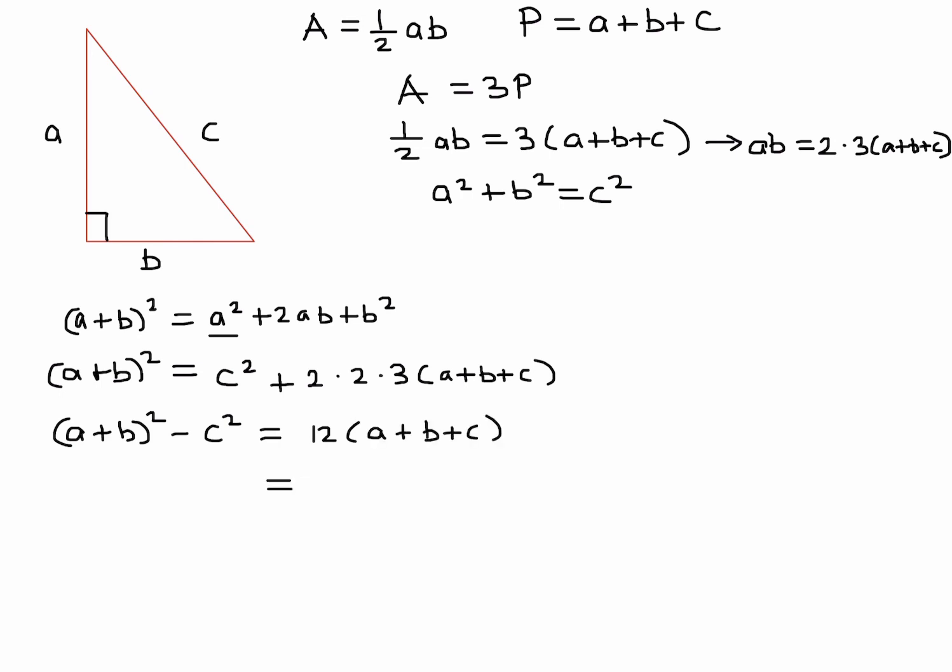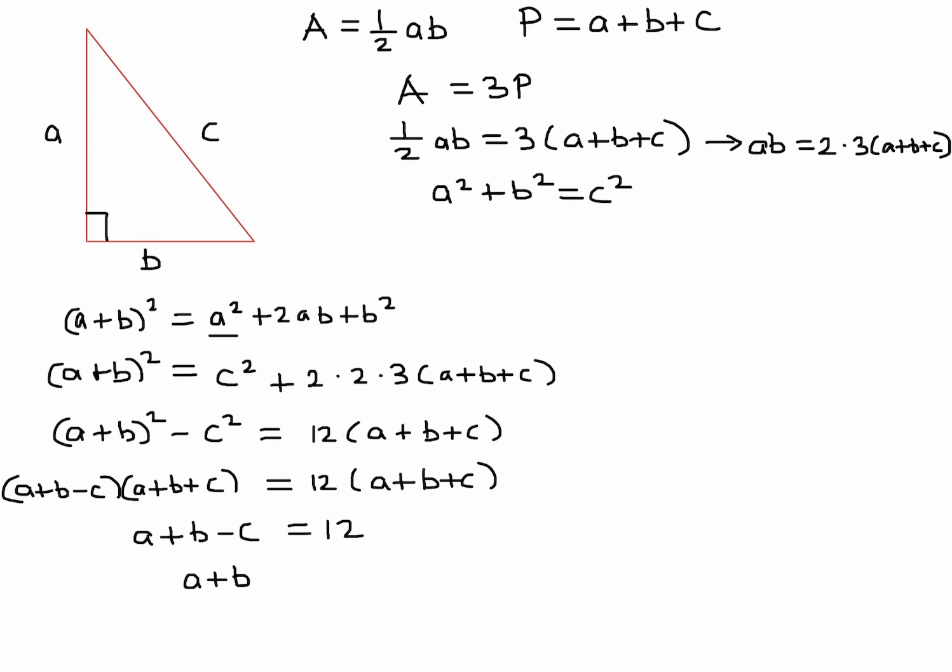And then this left side factors. We get a plus b minus c, a plus b plus c. And the good news is that this a plus b plus c cancels. So all you're left with is just a plus b minus c is equal to 12. Or you can write it like a plus b minus 12 is equal to c.